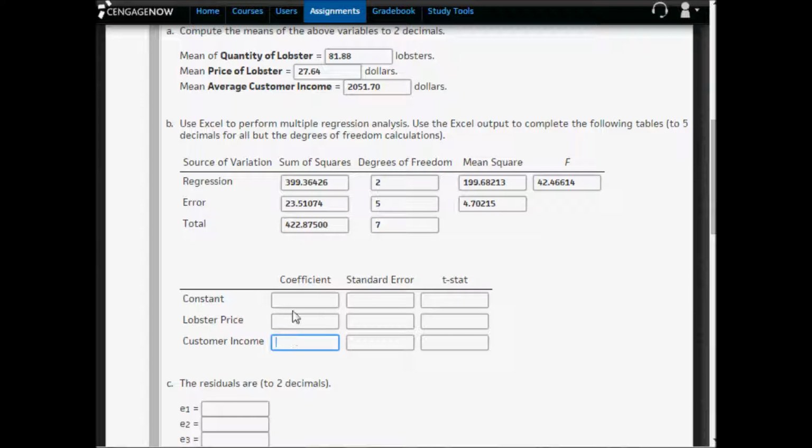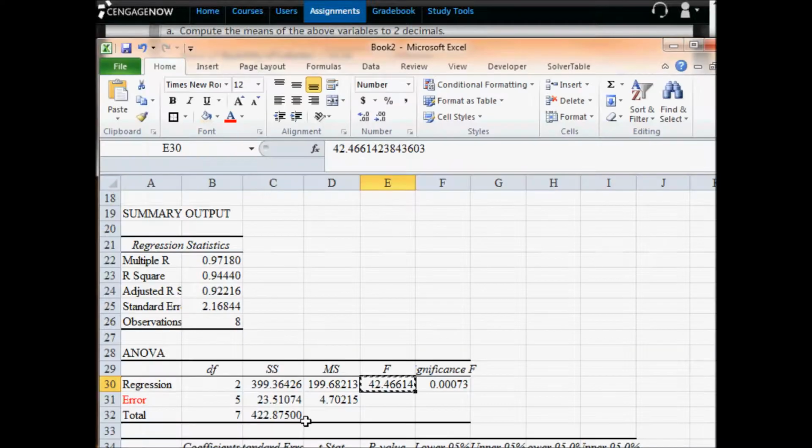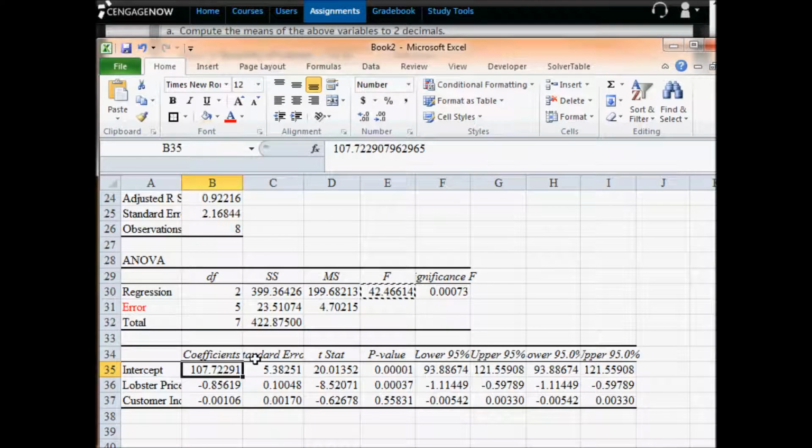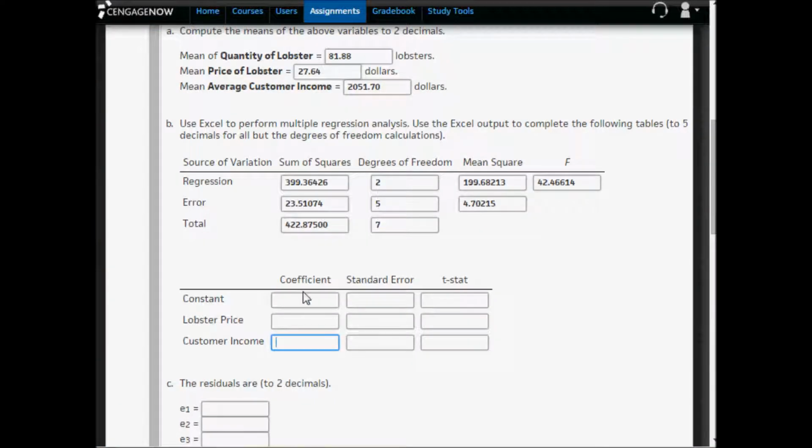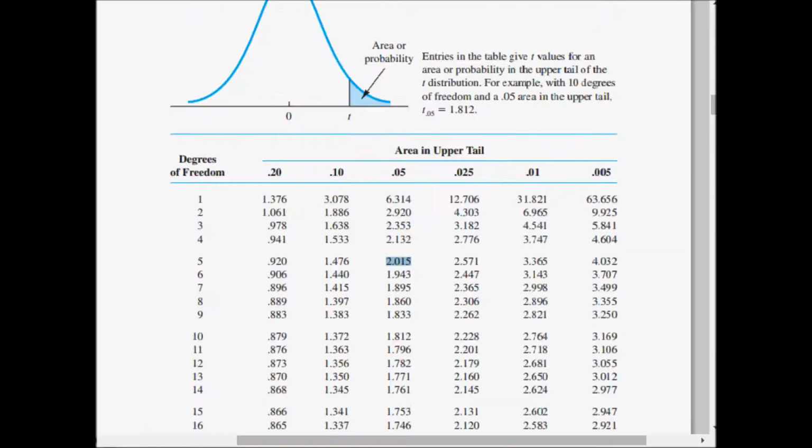for customer income. This value is the estimate of beta 0. This value is going to be the estimate of beta 1. And this is going to be the estimate of beta 2. We're going to go ahead and get those. So the intercept is 107.7 and so on. So B0 is 107 point something. That is an estimate of the true beta 0, which we cannot know. Only Greek gods know the values of the Greek letters.